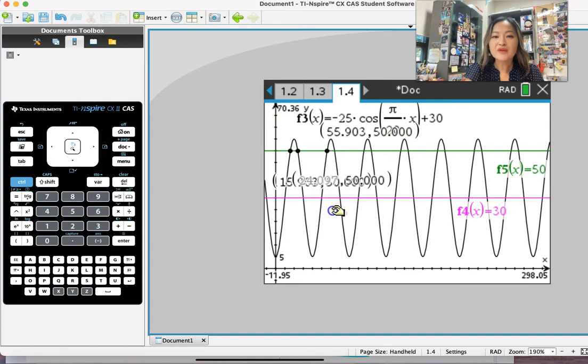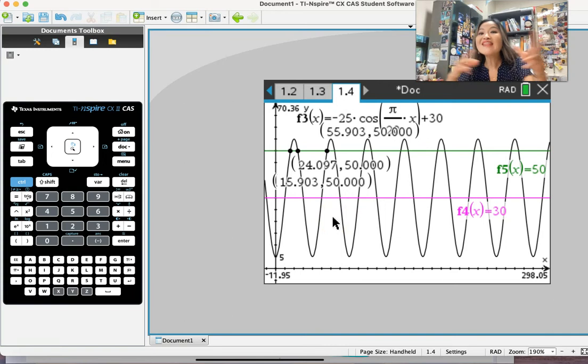So check this out. The first 2 values that we found, it took 15.903 seconds to hit 50 feet the first time. The second time it hit was 24 seconds later. And the next time it hit was 55 seconds later. That means the third time that it hit it, it had already spun around once. So if I asked you when was the first time it hit 50 feet, you would have to answer 15.903 seconds. But you can see how this is done, right? Okay, so that's how you do that, okay?